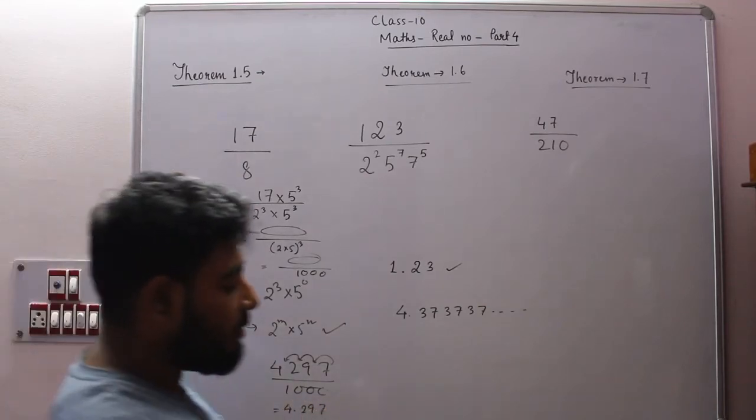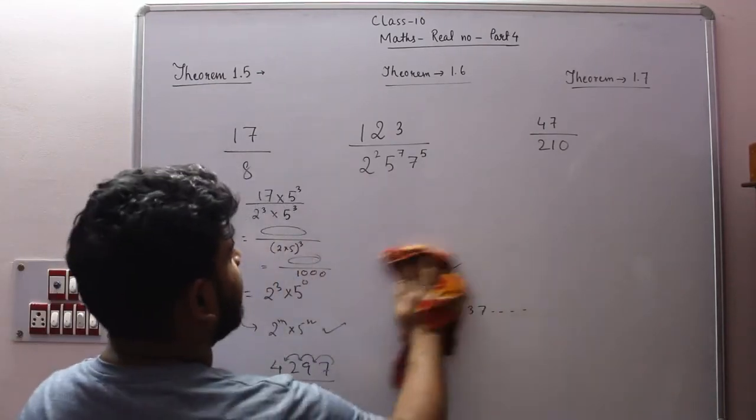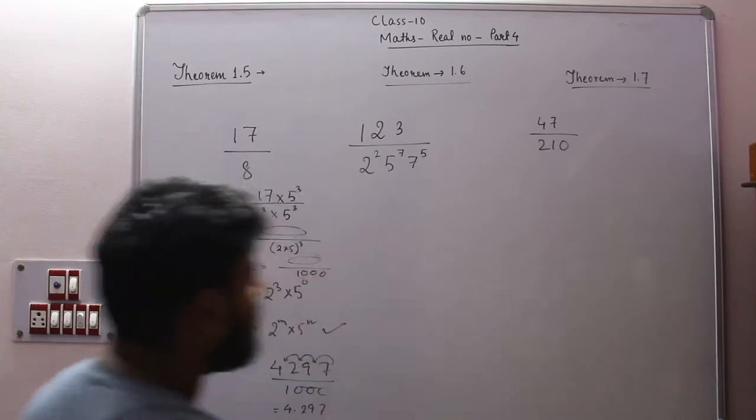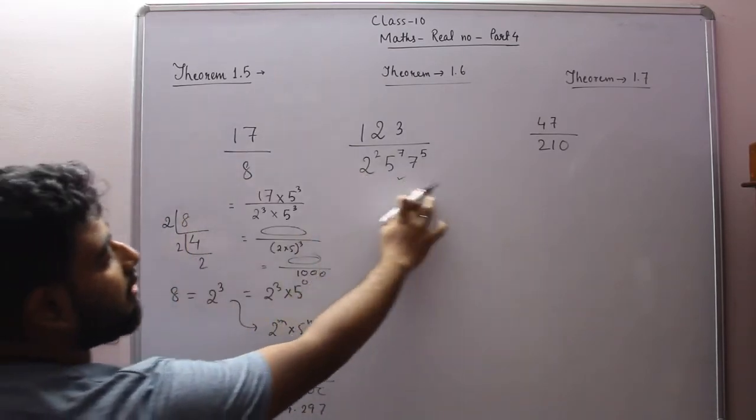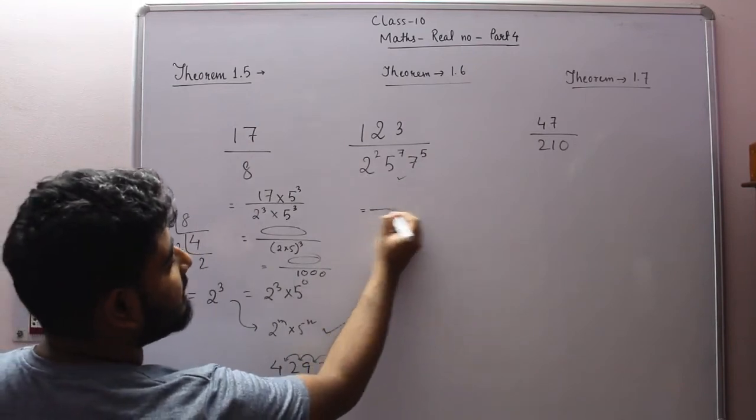Understood? Coming to the next question. Suppose you see the denominator is, you don't have to factorize because it is already in the factorized form. So what is the denominator?